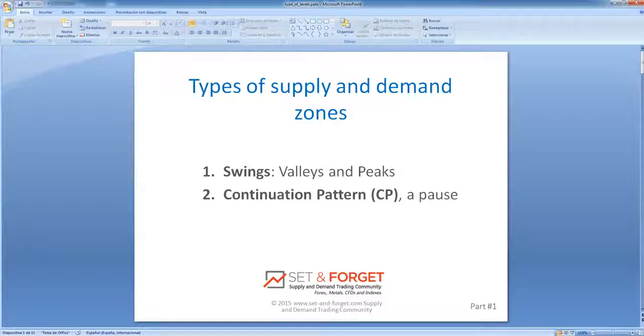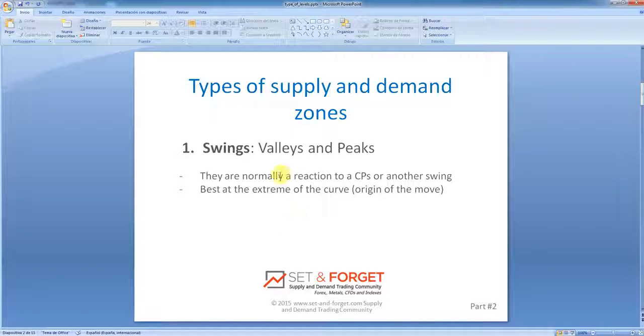Let's talk about the types of supply and demand zones. Basically we have two types. Swings, which are composed of valleys and peaks, valleys for demand and peaks for supply, and continuation patterns, which we call CP, which is a pause in market. So let's take a look, first of all, at these swings, valleys and peaks.